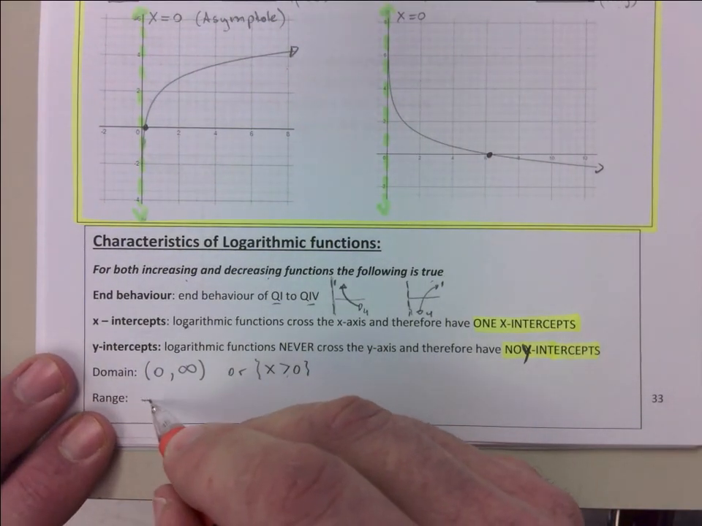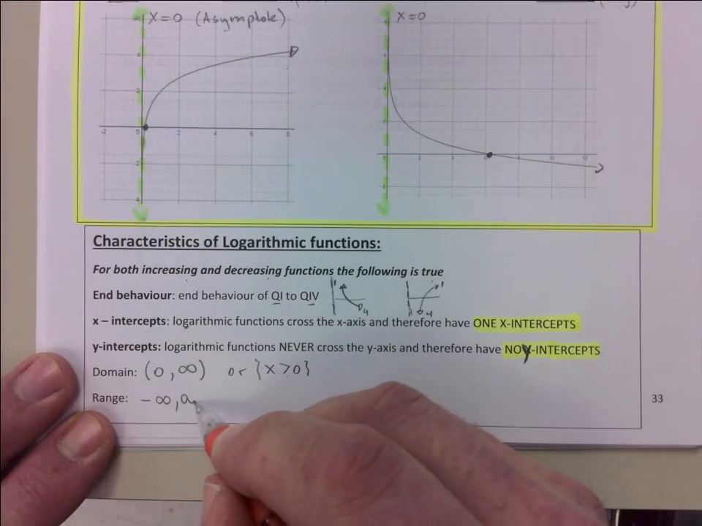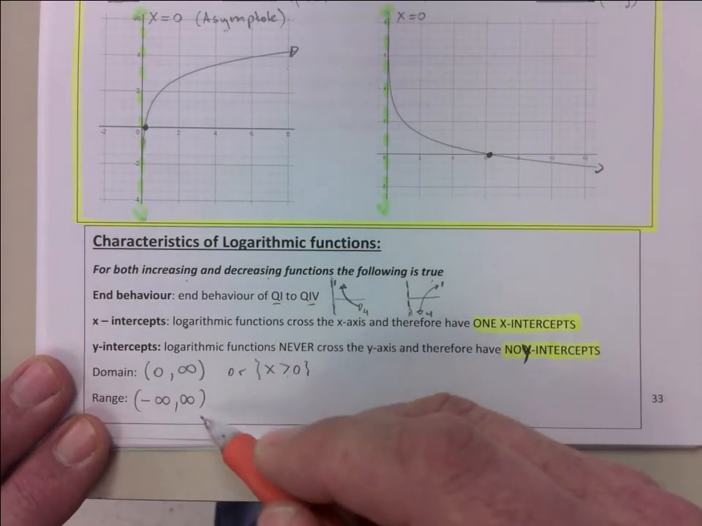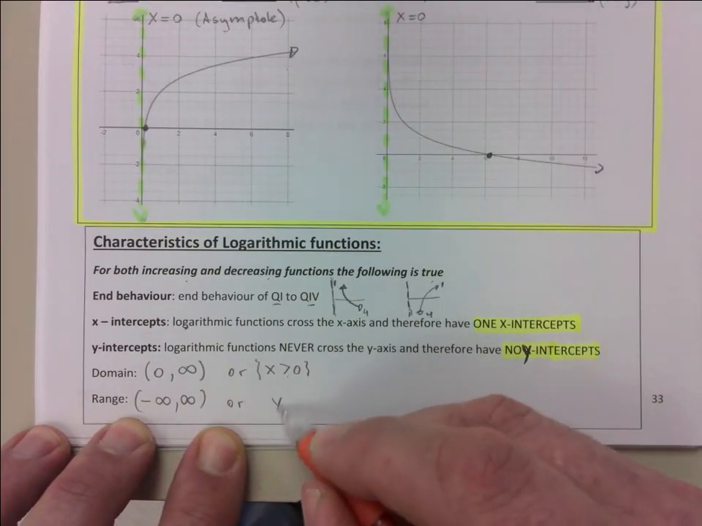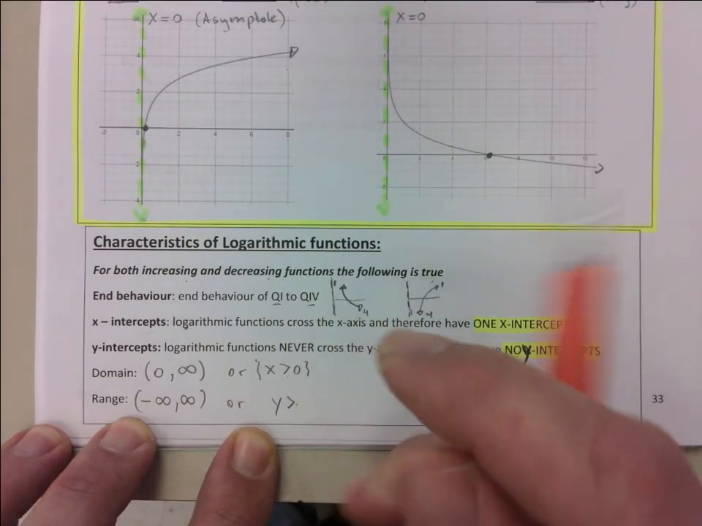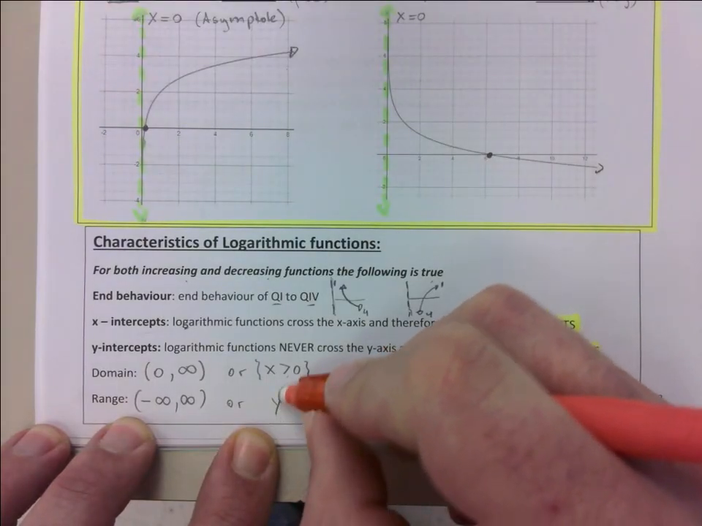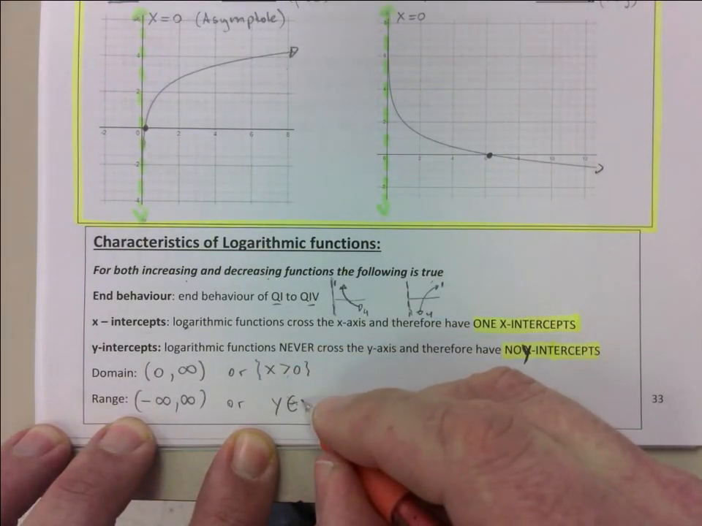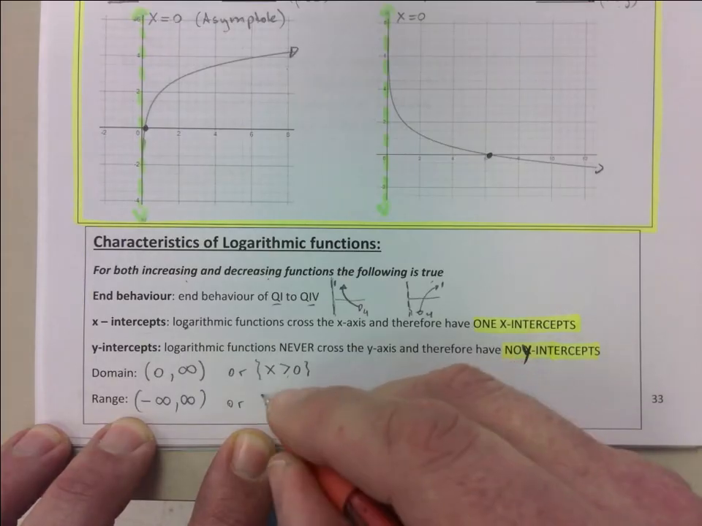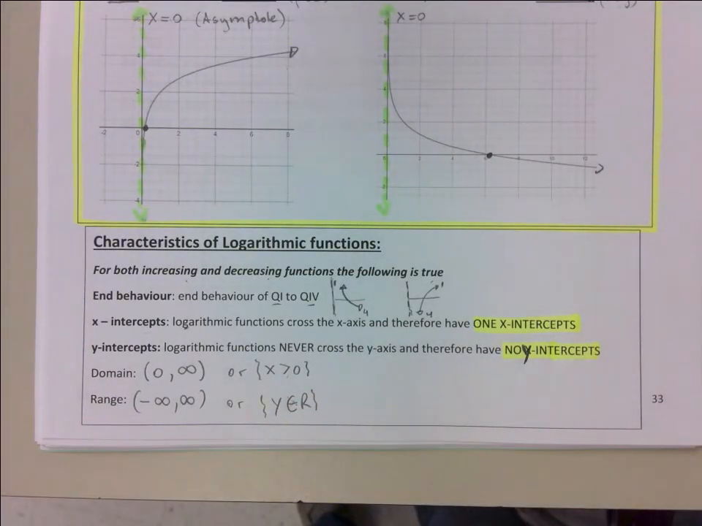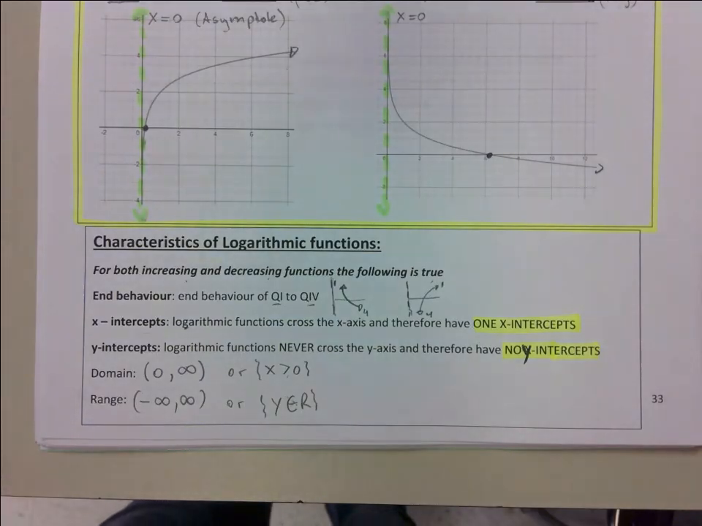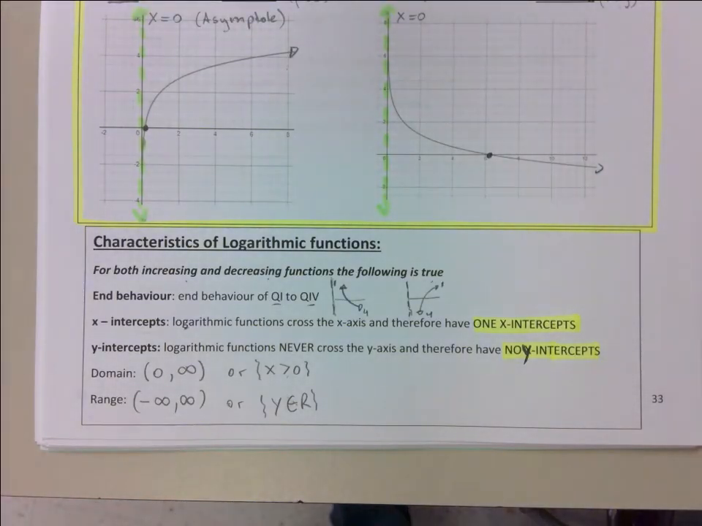For range, it's negative infinity to positive infinity in general, okay? Or y is all real numbers, sorry. There's no greater than. It's everything. If there's no word problem attached to this thing, we're saying, you know what? As far down as you can go or up as you can go, all real numbers are part of it. Okay? So that's your logarithmic functions.